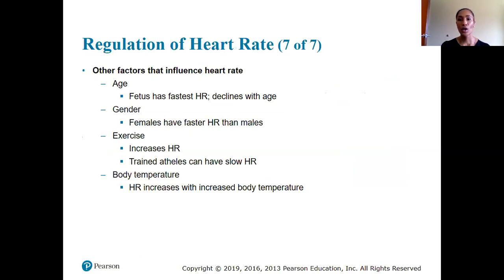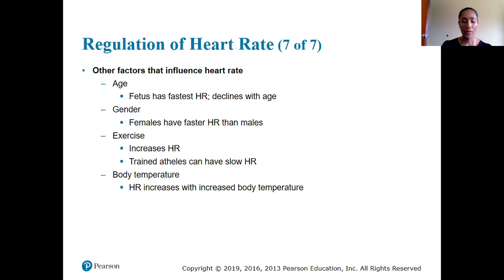Okay, so regulation of heart rate. I do want to talk about this. Some factors that will influence your heart rate in most cases in terms of increasing or decreasing it can be age, gender, exercise, and body temperature. So in terms of age, a fetus is going to have the fastest heart rate, and then as we age, that heart rate will decline.